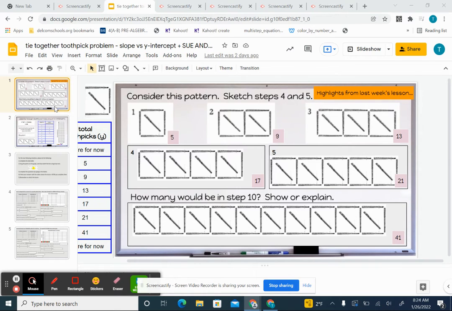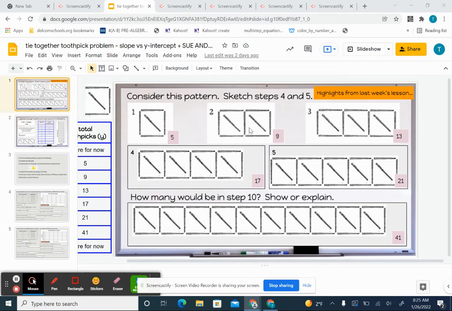Okay, I wanted to tie in to the toothpick problem we did last week. I wanted to tie in slope, which is the change, and initial amount, which is the Y-intercept. I wanted to tie those two ideas to the pattern in many different ways. Just real briefly, the toothpick pattern: step 1 had 5 toothpicks, step 2 had 9 toothpicks, step 3 had 13 toothpicks.